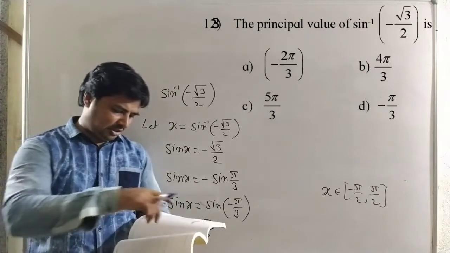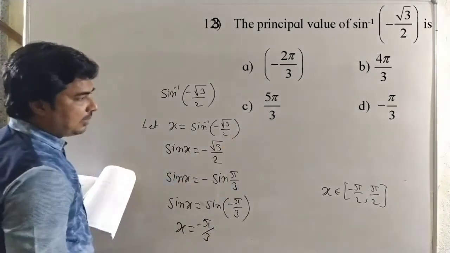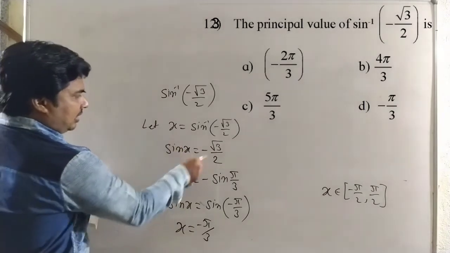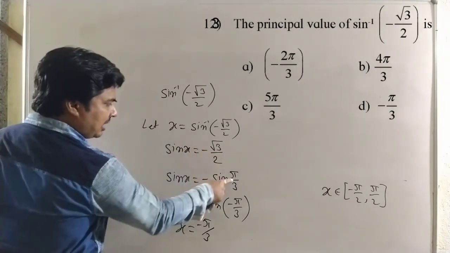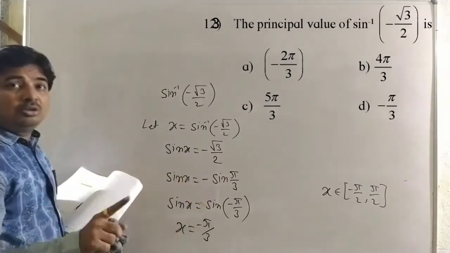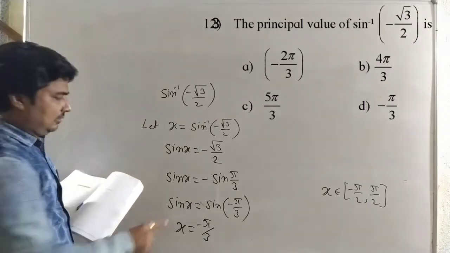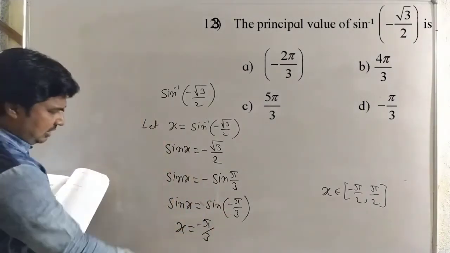See carefully, the principal value branch is minus pi by 2 to pi by 2. Here it is minus under root 3 by 2. Under root 3 by 2 is sine pi by 6. Then for the minus, we use the trigonometric formula for the negative angle: sine minus theta is equal to minus sine theta.